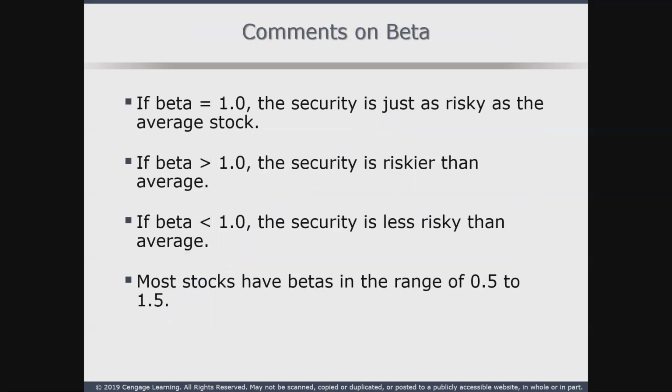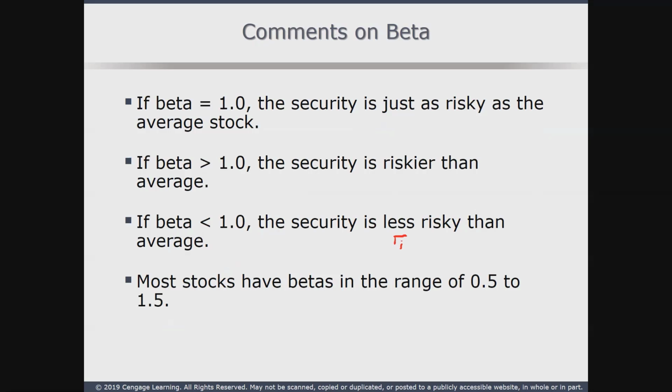So for the beta, these are the threshold numbers. When beta is equal to 1, the security is as risky as the average stock. If beta is higher than 1, the security is riskier than average, which was our previous example. If beta is less than 1, the security is less risky than market.